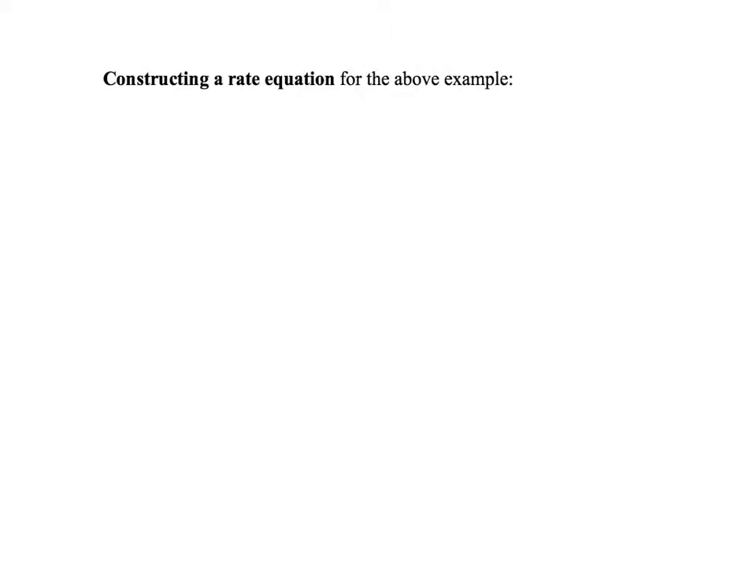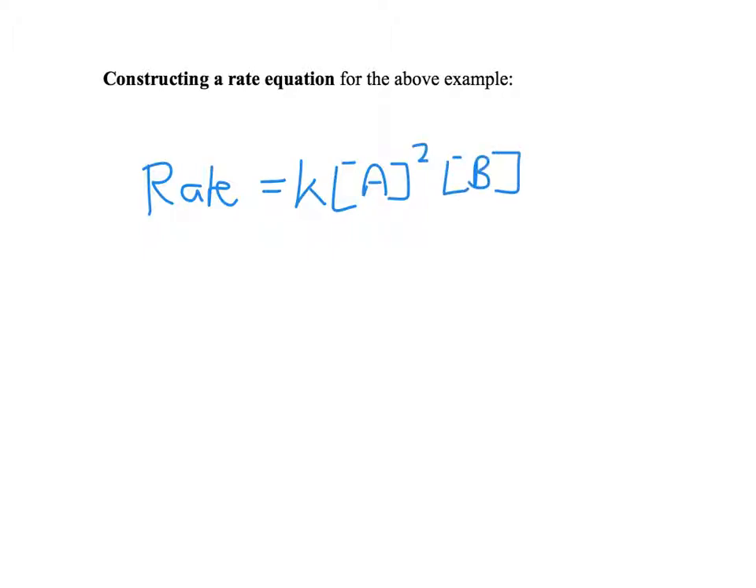So now I've done that, I can work out my rate equation. So the rate is equal to little k, the order with respect to A we said was second order, and the order with respect to B was first order, so we don't need to put a number there, and that is my rate equation for that reaction.